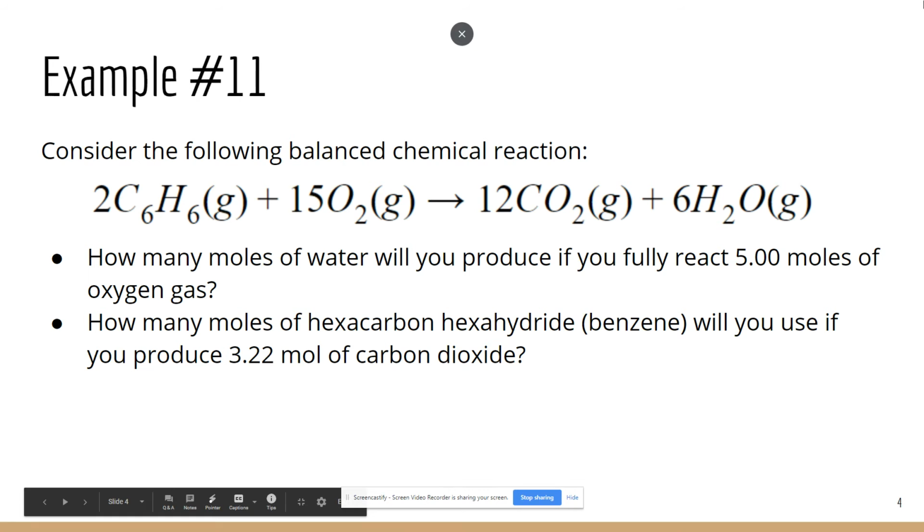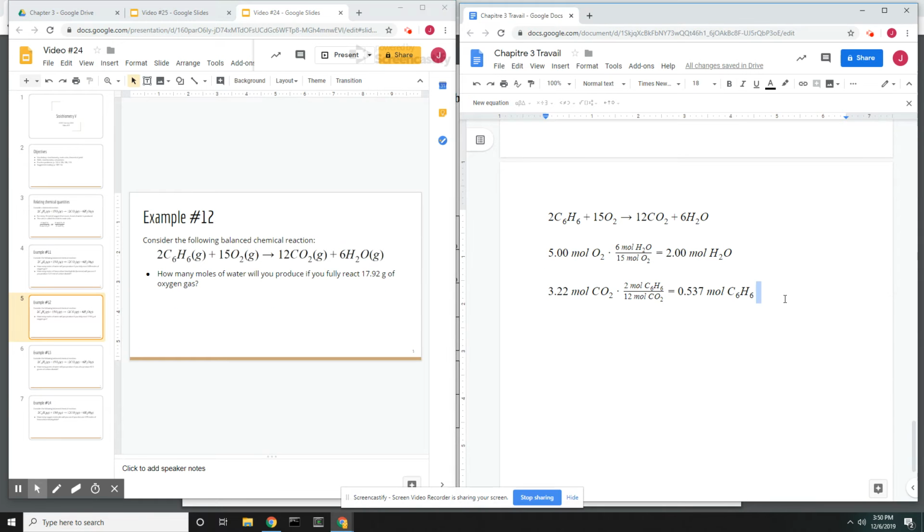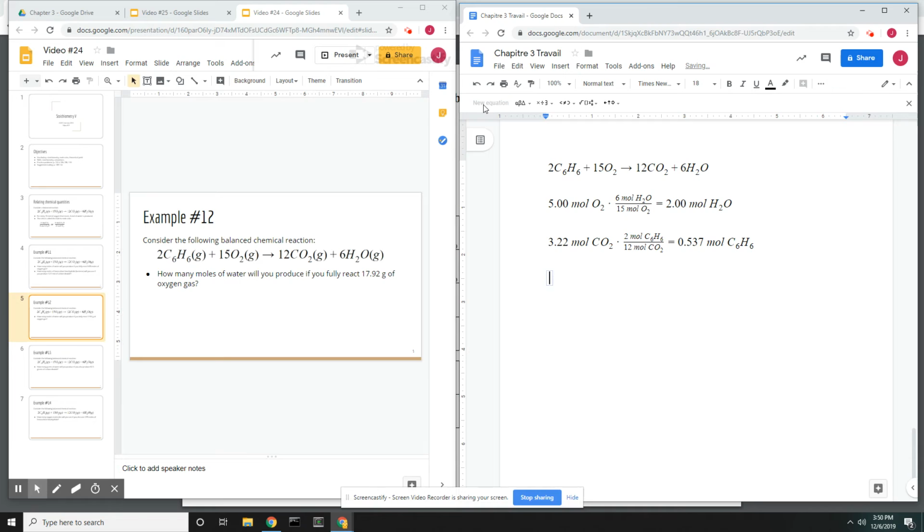All right, let's take a look at another problem. Pause here. All right, so this is very, very similar, but with an extra step. I need to convert O2 to moles of O2 before I can do anything else with it. So I need to calculate its molar mass, which is just 32 grams per mole. Then I could use my molar ratio.